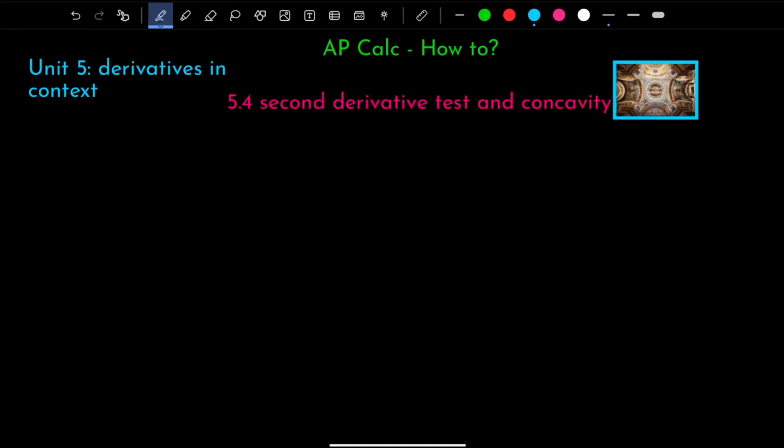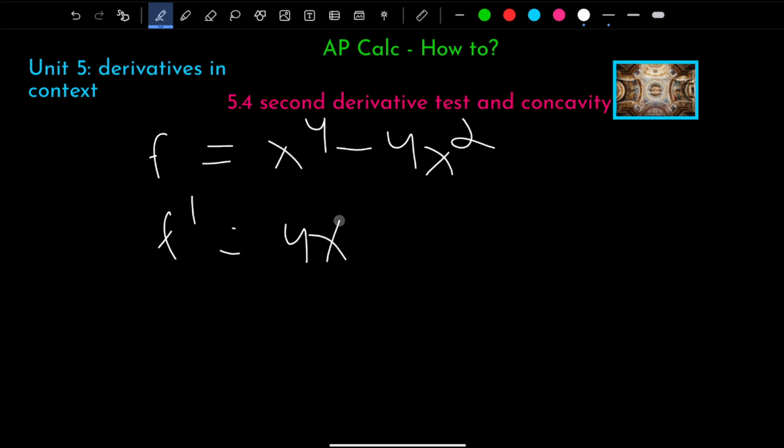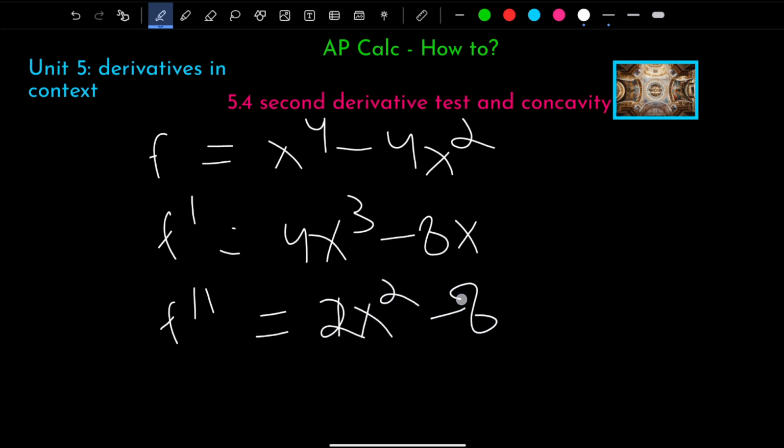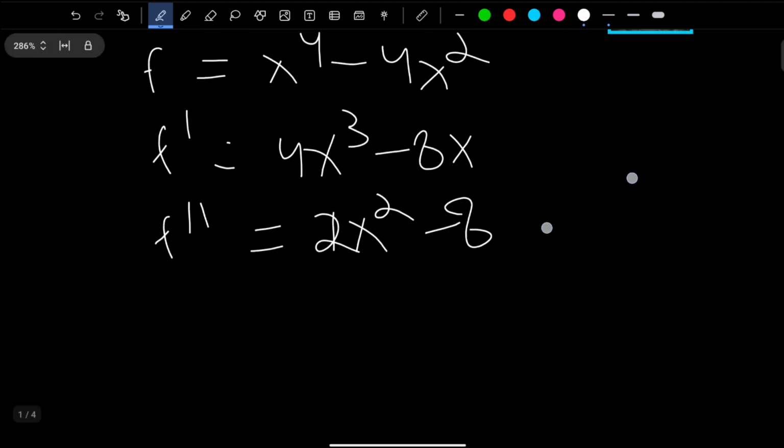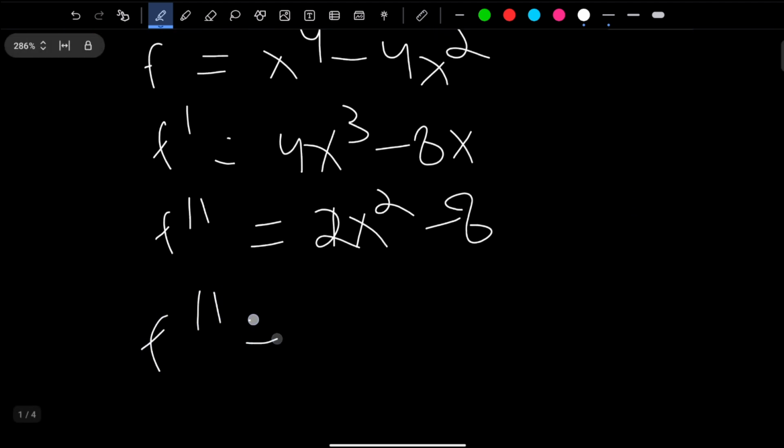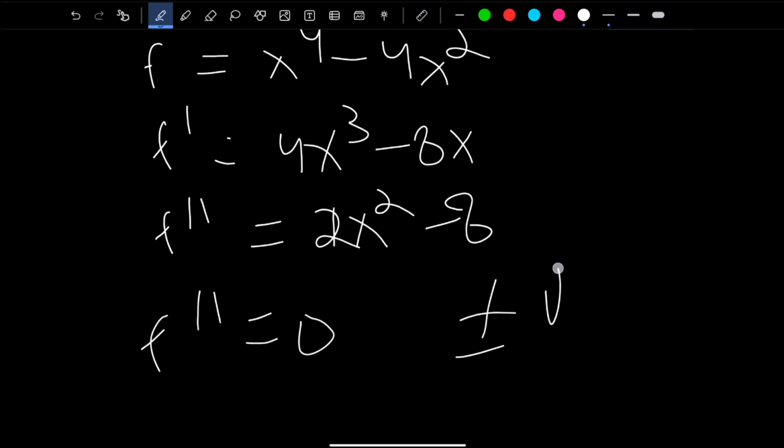So let's try this out with an example. We have f equals x to the 4th minus 4x squared. Our first derivative is 4x cubed minus 8x. Second derivative, 12x squared minus 8. So we set f prime prime of x equal to 0, and this allows us to find our inflection points. We get x equals plus or minus square root of 2 over 3.